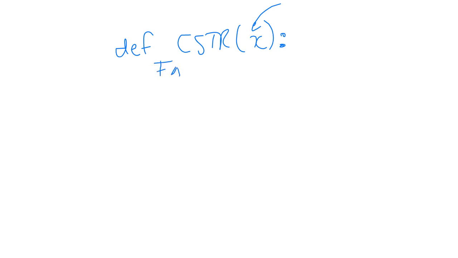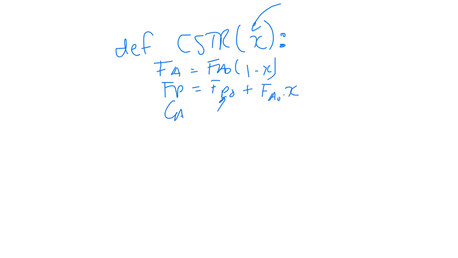So your function will look like this. You will define your CSTR function, and you will solve for X. You're going to put in a first guess value for X in that CSTR function, and then you can calculate your FA is equal to FA naught times (1 minus X). You can calculate your FP. Remember, there was an FP initially present, times X. You can calculate your concentrations. In my function, I like doing everything in my function. It's easy for me to find the error.